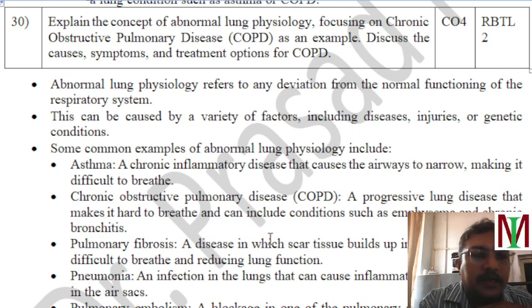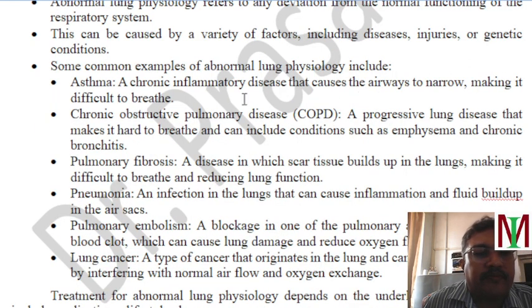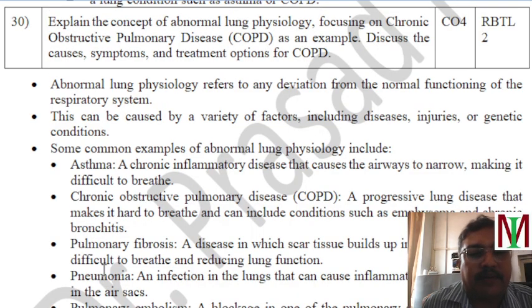So abnormal lung physiology refers to any deviation from the normal functioning of the respiratory system. It can be due to many factors like injuries, diseases, or genetic conditions. Some examples are asthma, COPD, pulmonary fibrosis, pneumonia, pulmonary embolism, and lung cancer. All these are some of the common examples of abnormal lung physiology.